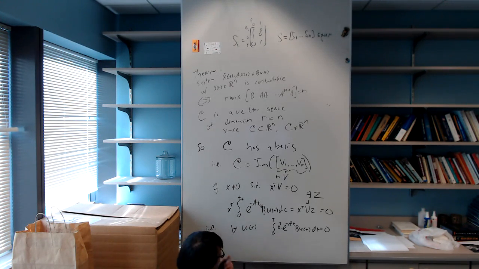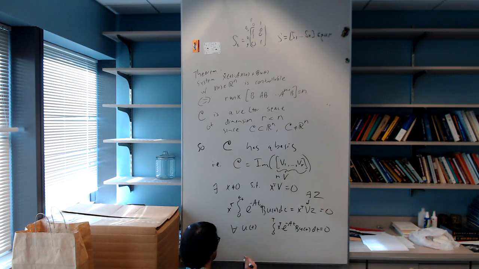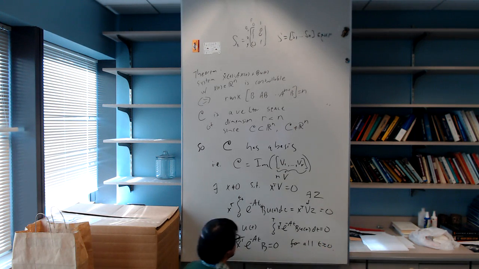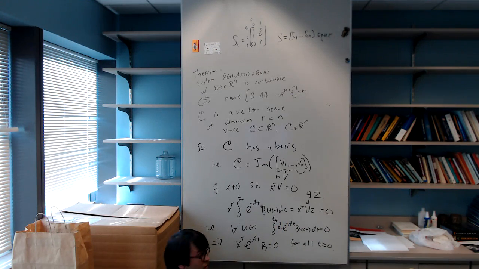And so if this is 0 for all possible inputs we could ever put in, the only way that's going to be true is if this is 0 for all time. This implies x transpose e to the minus At B equals 0 for all t greater than or equal to 0, up to Tf. All right, so that's what we've got.